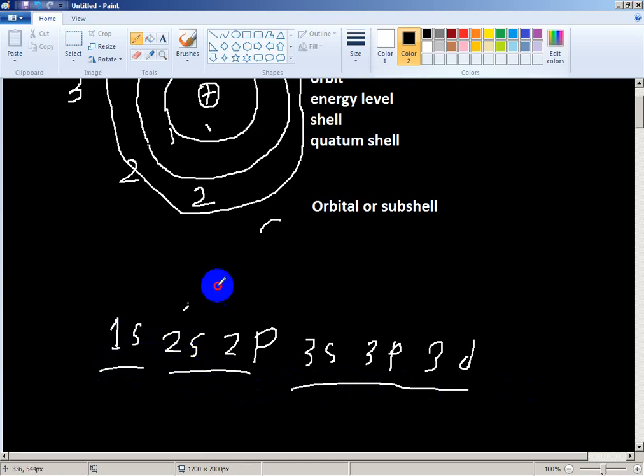There are some subshells. This is the subshell here. See, the first energy level has only one subshell, 1s. The second energy level has the subshells 2s and 2p. The third has 3s, 3p, 3d. What are 3s, 3p, 3d? Are they a shell or a subshell?